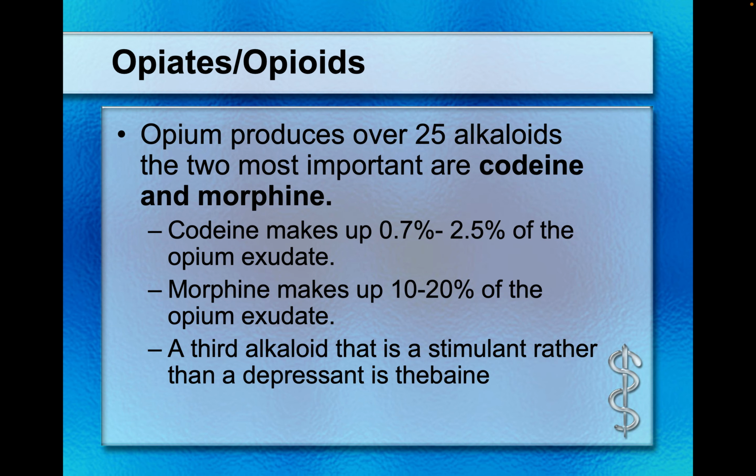Opium produces over 25 alkaloids, and the two most important are codeine and morphine. Codeine makes up 0.7 to 2.5% of the opium exudate. Morphine makes up 10 to 20% of the opium exudate. A third alkaloid is a stimulant rather than a depressant, and it is known as thebaine.